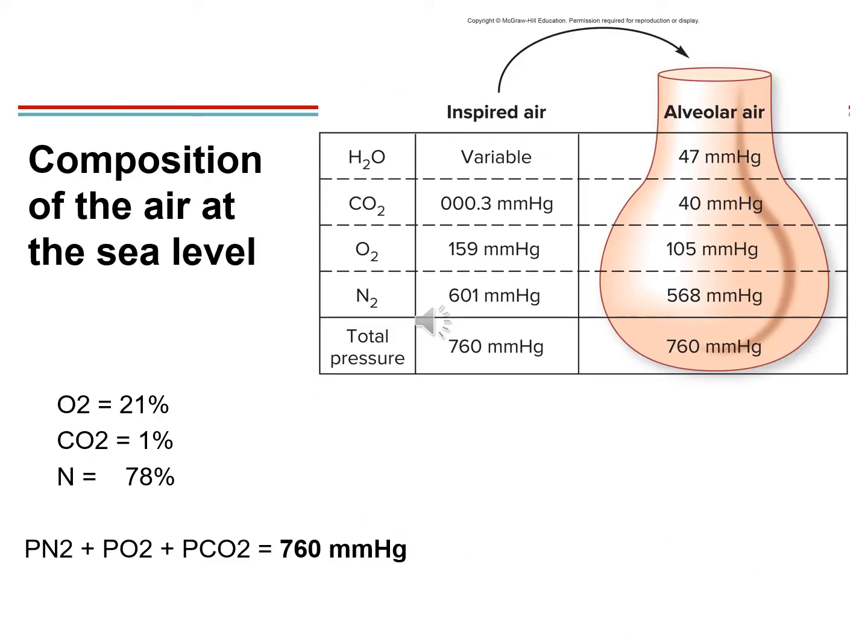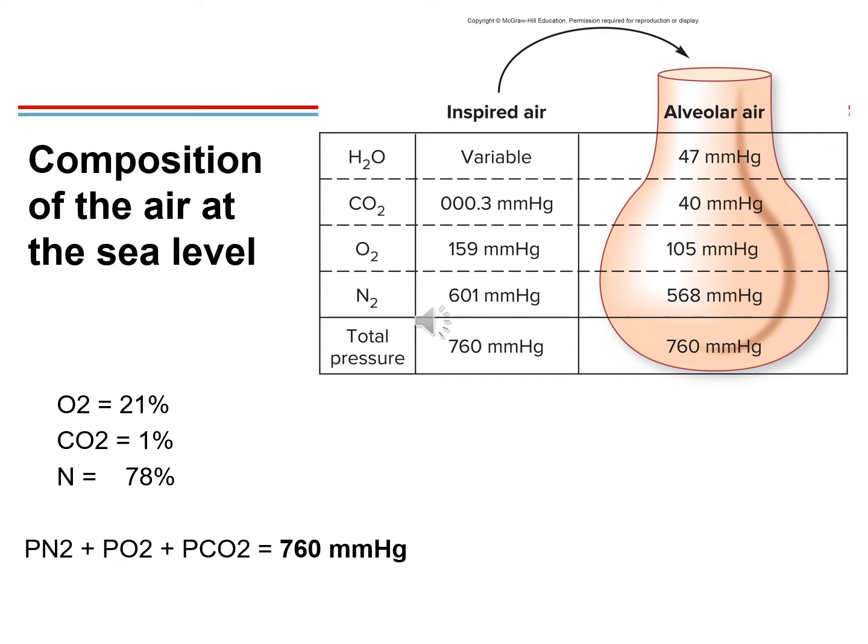Okay, how is the 760 millimeters of mercury composed? It is composed of 100% the air that we inhale. 78%, the largest amount, is made by nitrogen, and 21% is made by oxygen. Only a tiny bit of 1% represents carbon dioxide.